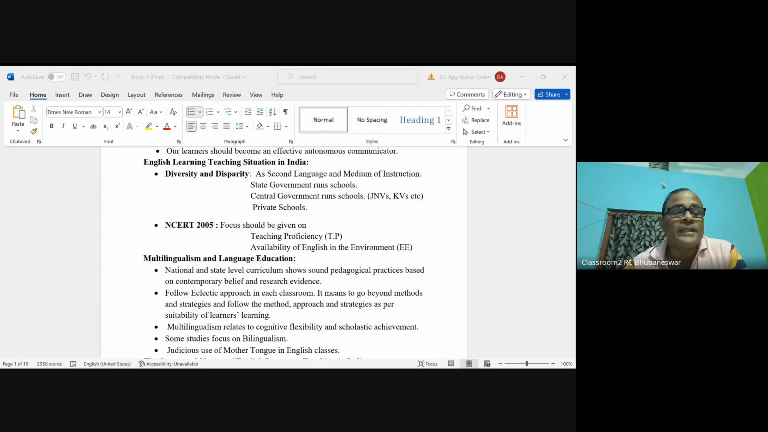Another is multilingualism and language education. You see, the national and state level curriculum shows sound pedagogical practices based on contemporary belief and research evidence. Now, Anganwadi or pre-primary is merged with school education as per NEP 2020. Pre-primary education throughout the country is attached with school education. Why?